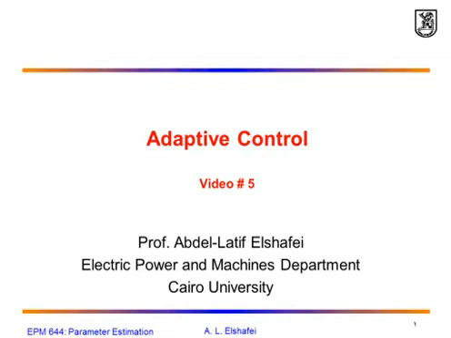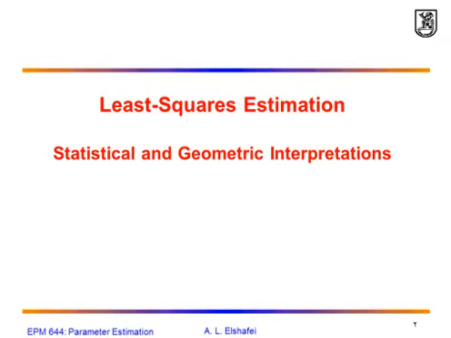This course is taught at the Faculty of Engineering in Cairo University. We are still talking about the interpretations and properties of the least squares estimation. We have started talking about the statistical properties. We will continue that in this video, and we'll go on and see the geometrical interpretation as well.